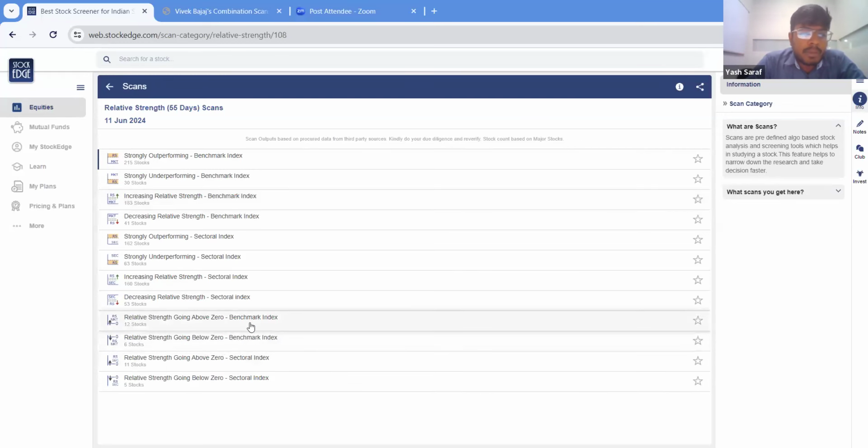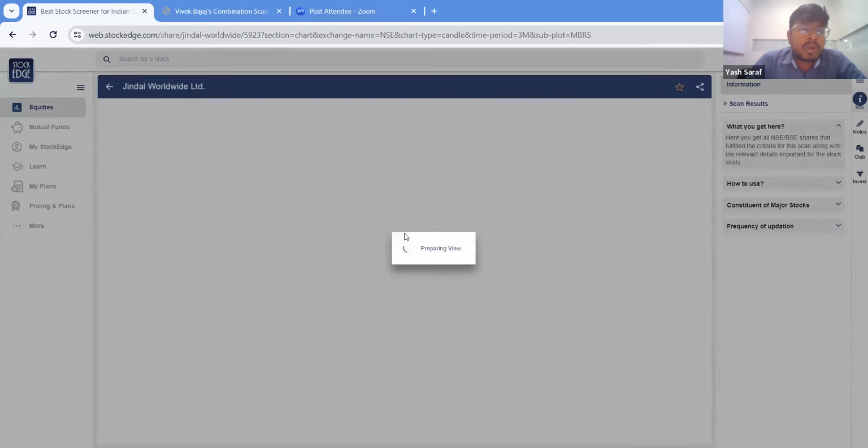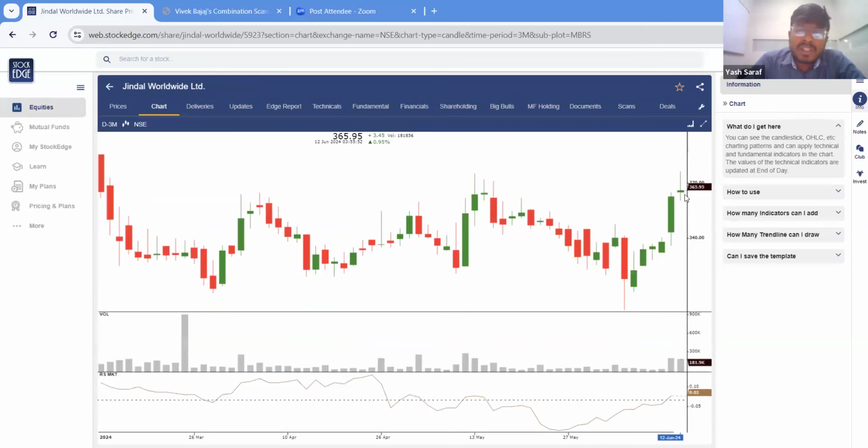So for example, let me show you an example. Relative strength going above zero, which means that yesterday these stocks have given some movement which has enabled them to outperform their benchmark index. For example, Jindal Worldwide Limited. इसका RS जो है that is 0.03. So yesterday itself this stock came into a zone where it is outperforming its benchmark index, that is Nifty 50. तो अब चेक करोगे जिंदल वर्ल्ड वाइड आज भी एक उसके अंदर एक अच्छी खासी मूव आई थी, बट उसके बाद उसमें वो फ्लैट हो गया, राइट. बट एक कंटिन्यूड अपवर्ड मूव आई थी.